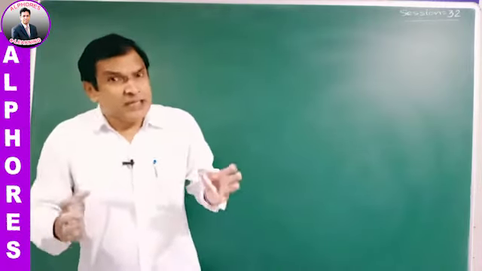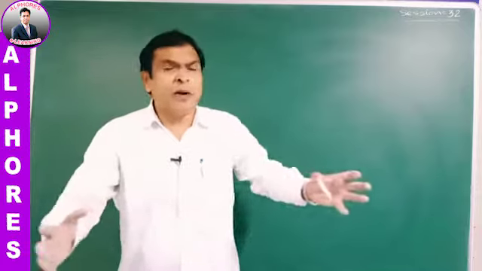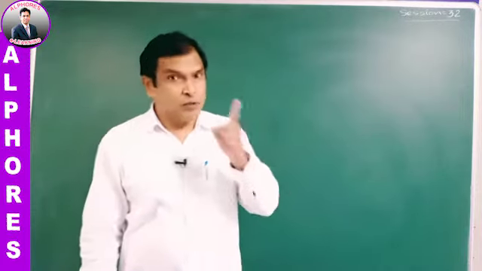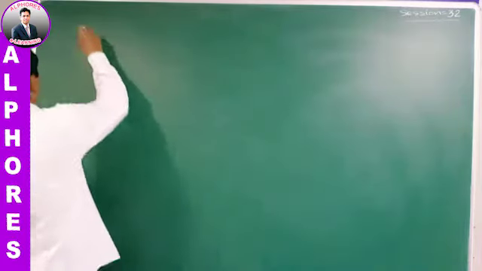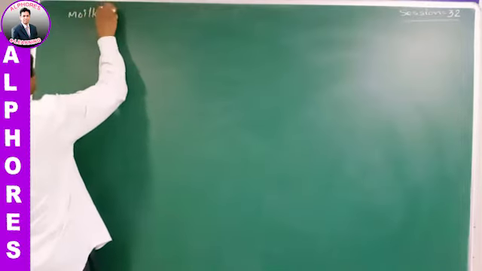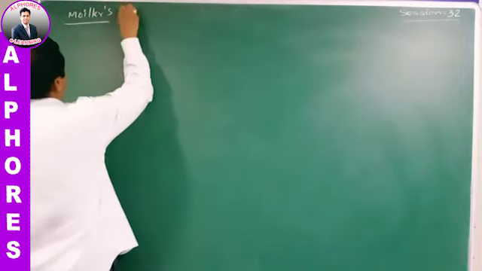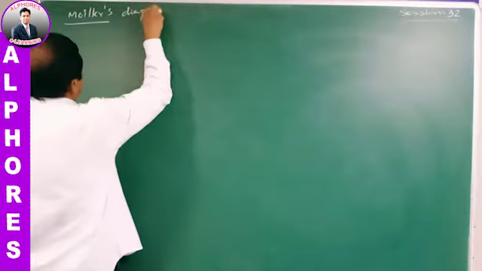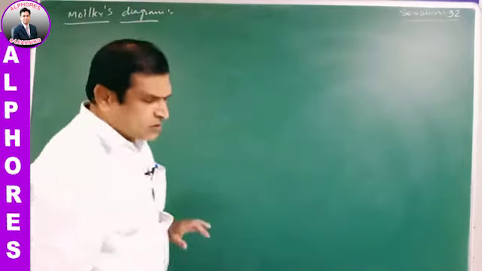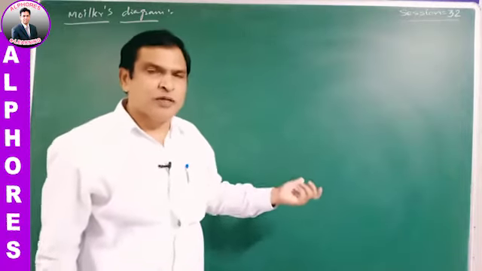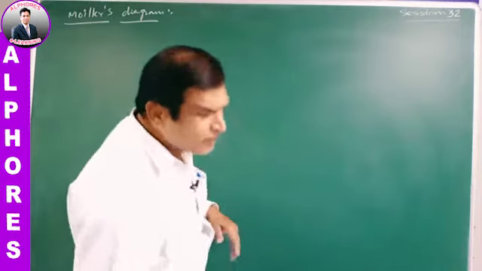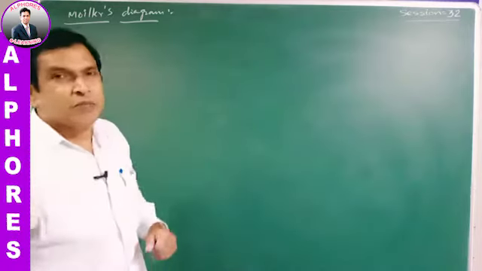The diagrammatic representation of the simplified form of the Aufbau principle is called Euler's diagram. Got it? Euler's diagram represents the simplified form of the Aufbau principle, that means the energies of atomic orbitals. Now let us draw that Euler's diagram.